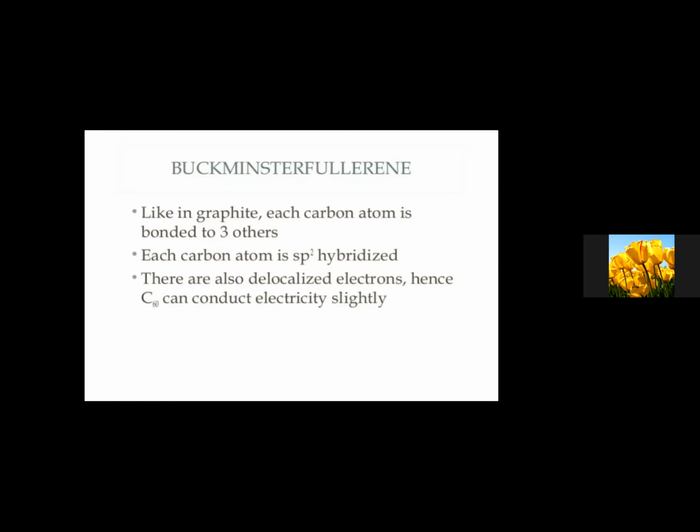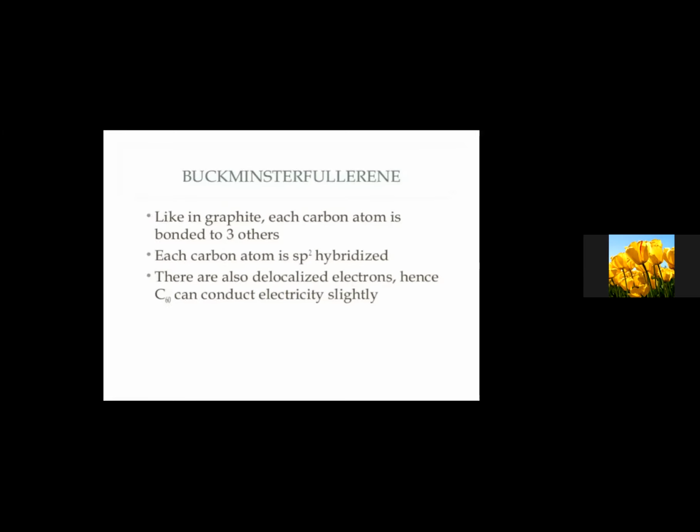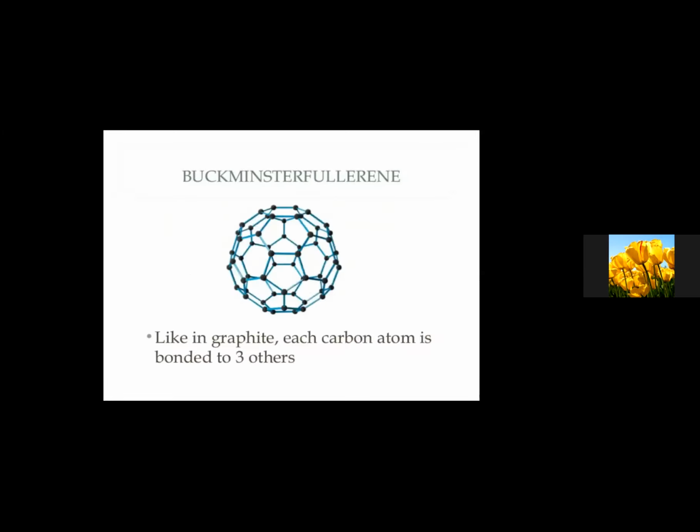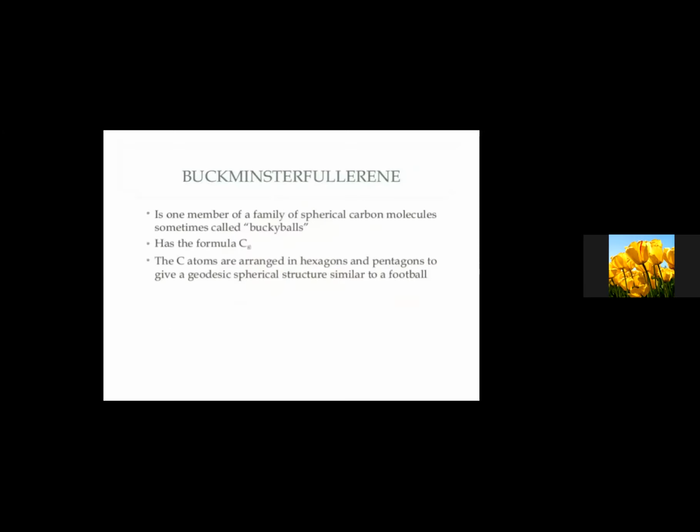We all know that if an element is to conduct electricity, it must have free electrons. Diamond doesn't conduct electricity, but Buckminster fullerene has delocalized electrons and conducts electricity slightly. These are the other two allotropes of carbon, diamond and Buckminster fullerene. So in today's class, we have discussed the allotropes of carbon. First, graphite. Second, diamond. And the third one is Buckminster fullerene.